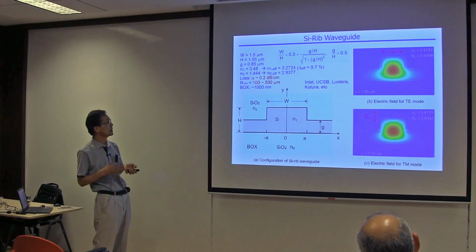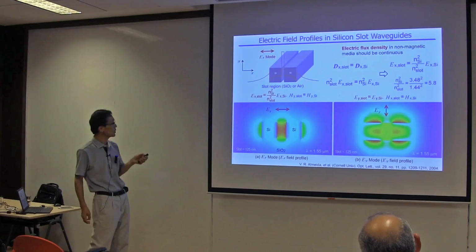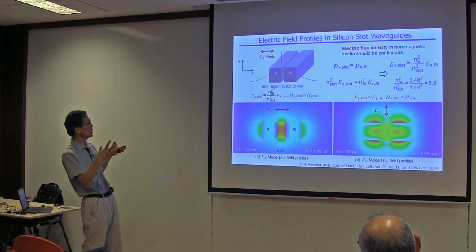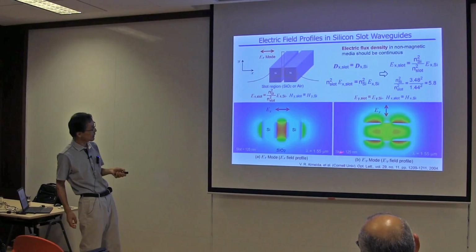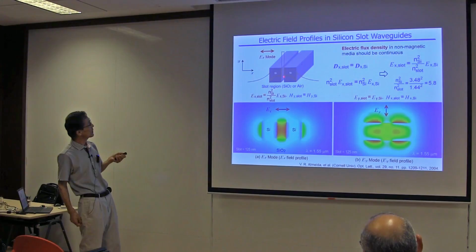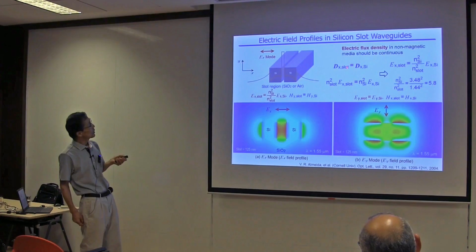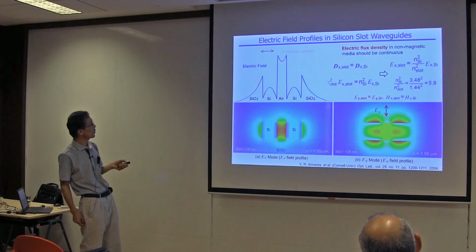And the third one is the so-called silicon slot waveguide. When we place two silicon wire waveguides next to each other, a typical gap is 100 nanometers, in this case 125 nanometers. Normally, the light field decays exponentially, but because of the requirement from Maxwell's equations, you see here, even though this is air or silica cladding, the electric field is enhanced. So this is called a slot waveguide.